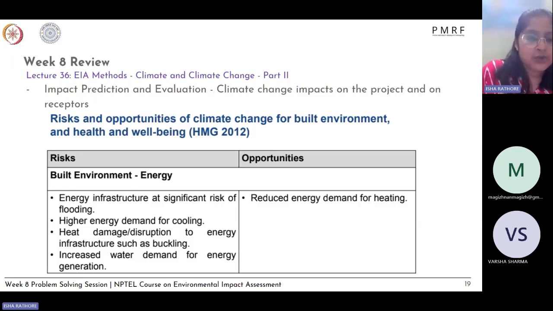There's a higher energy demand for cooling because of the higher extremes in temperature, so you are facing harsher summers. So you need higher energy demand for cooling. The opportunity here is to reduce the energy demand for heating, because if the summers are hot, then the winters are also getting hotter because of the overall temperature rise due to climate change. So heating energy requirements are being reduced, whereas your cooling requirements are becoming a risk. So you have higher cooling requirements.